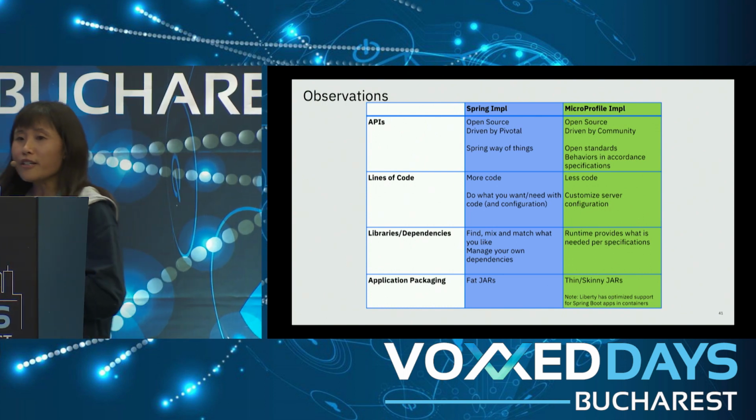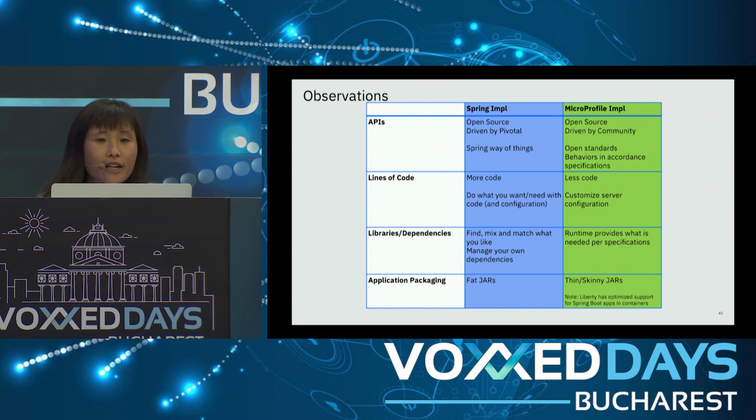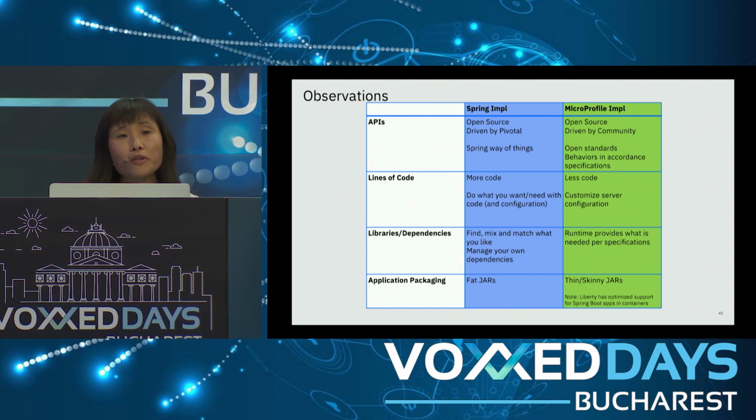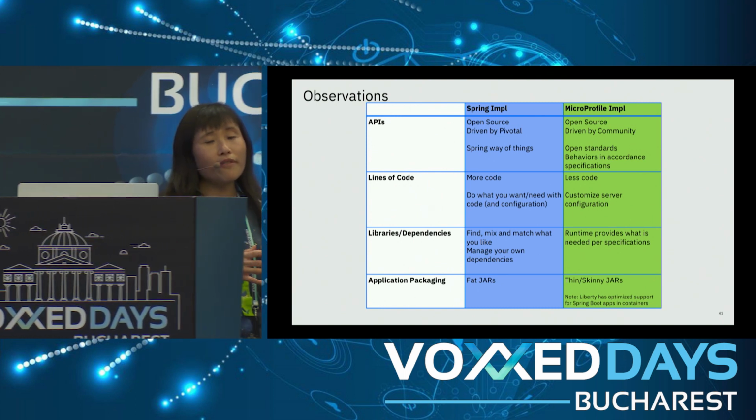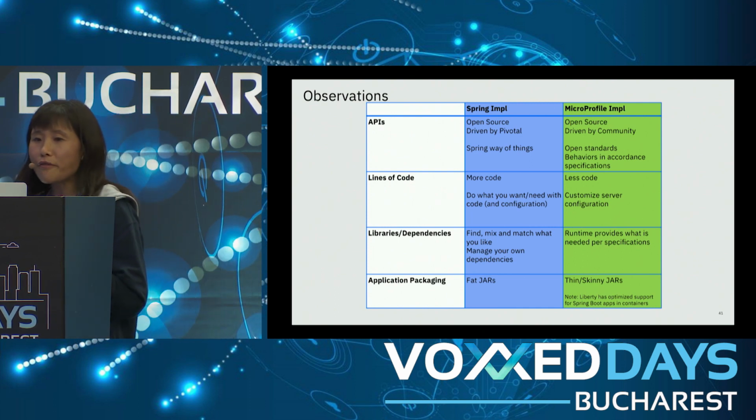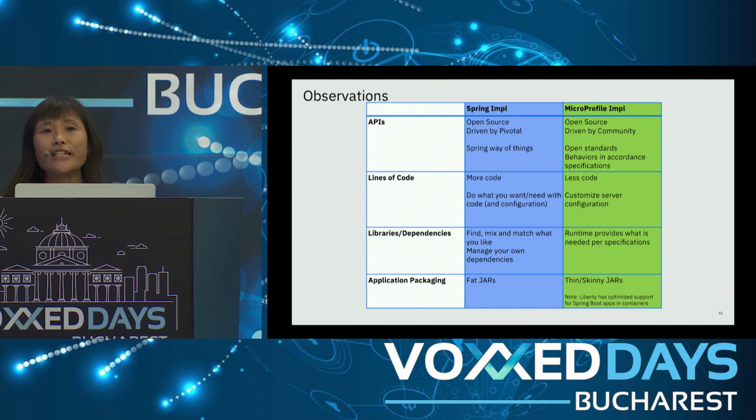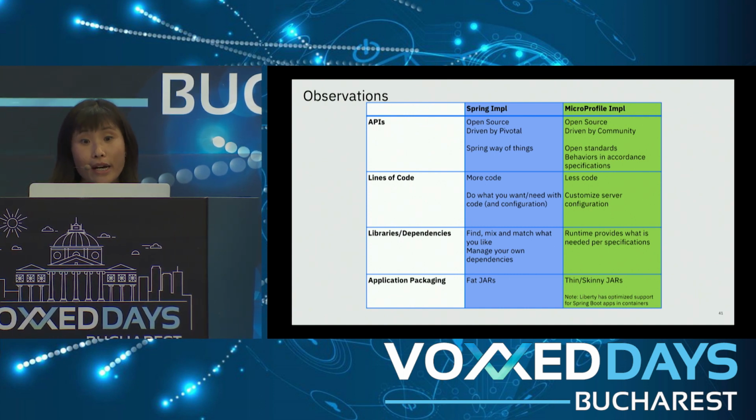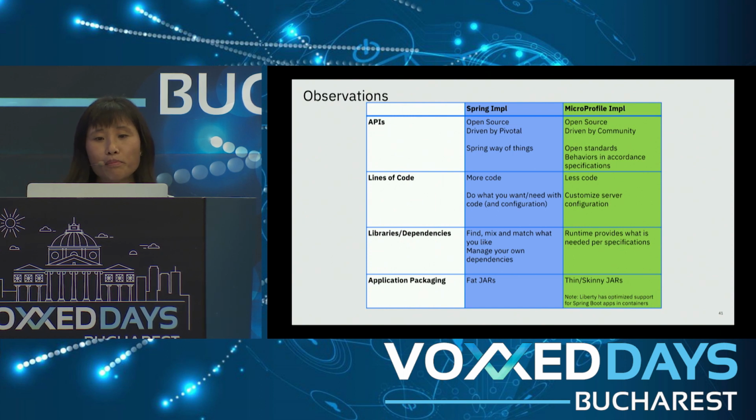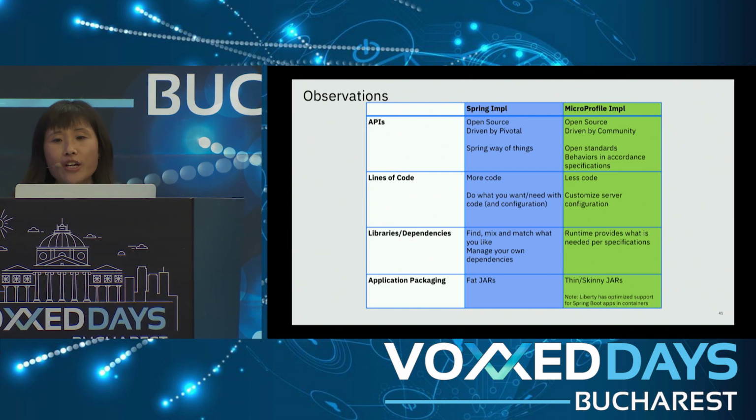For the API, it's MicroProfile: open source, driven by community, an open standard, and you have less code because all the APIs are provided by the runtime. There are no libraries for you to carry around. It's very good for the cloud because you only need to push a few kilobytes instead of some megabytes. The runtime provides essentially everything you need. You can build a thin jar and skinny jars. A thin war is not a fat jar.